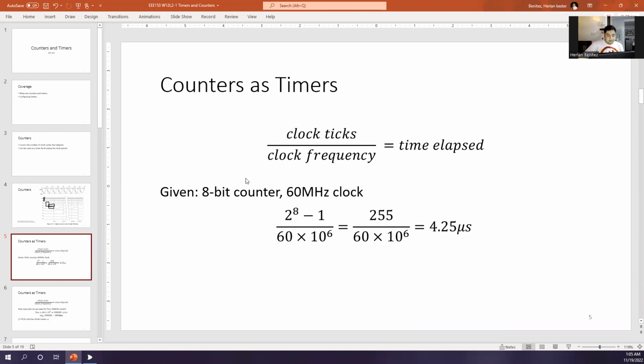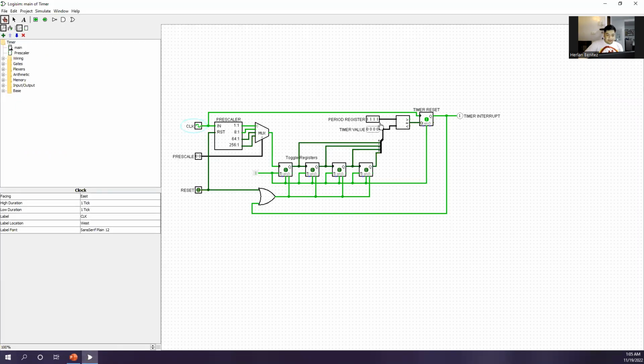So, for example, meron tayong 8-bit na counter and a 60 MHz na clock. That means 2 to the 8 minus 1. So, yun yung maximum number of clock ticks natin, 255, divided by 60 times 10 to the 6. That's 4.25 microseconds. So, ito, meron tayong 4-bit na counter dito. And depende kung gaano kabilis ako mag-click, ganun katagal yung time bago siya mapuno. So, ayan.